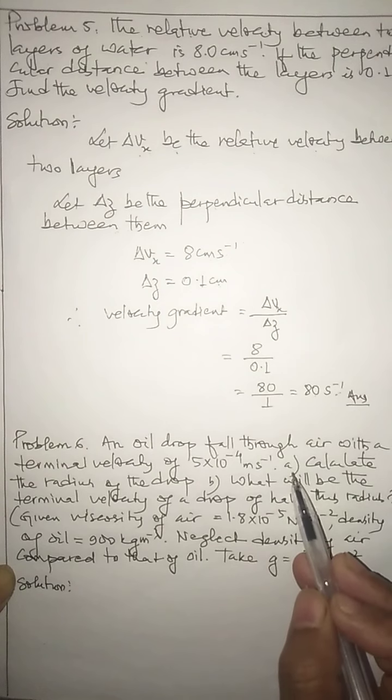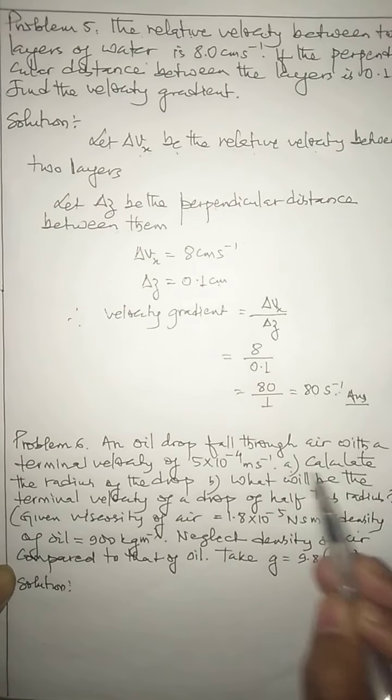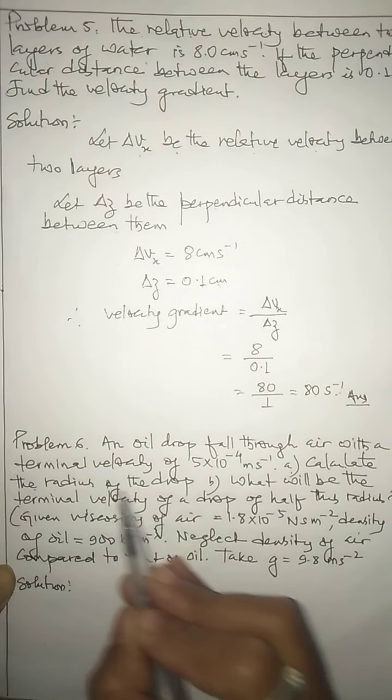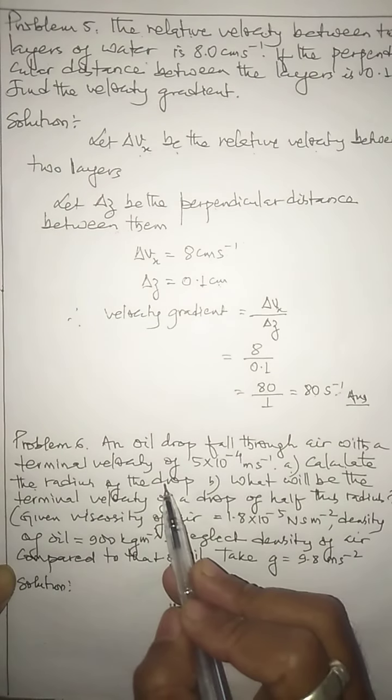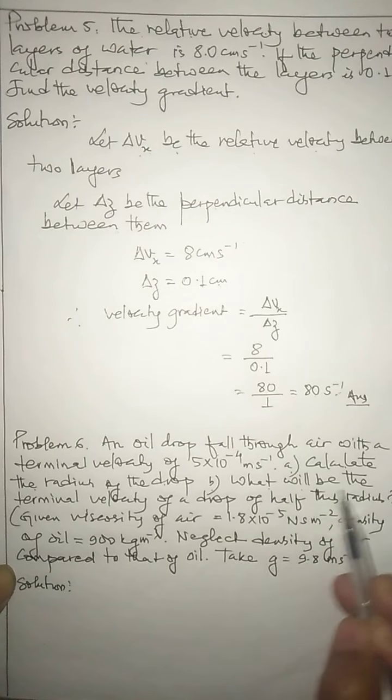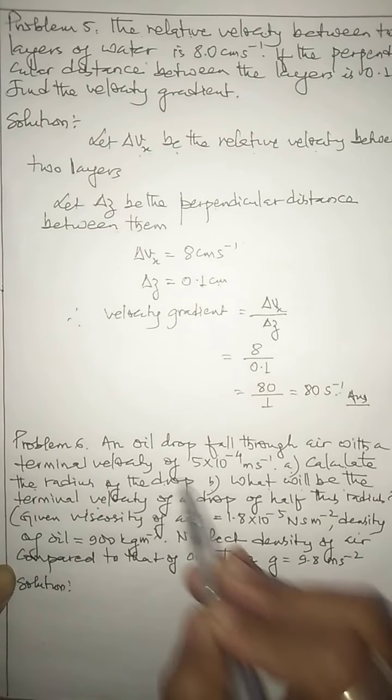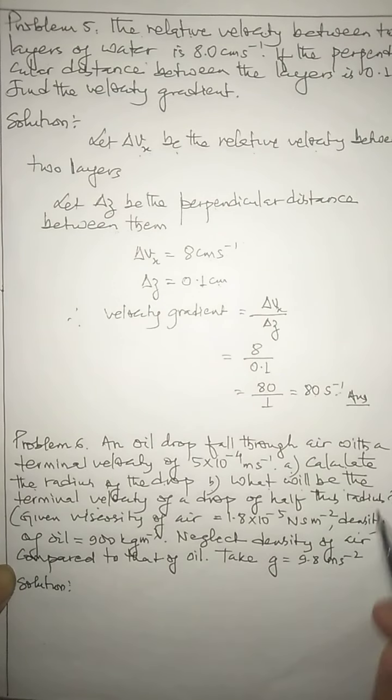The first part of the question says to calculate the radius of the drop. The second part asks: what will be the terminal velocity of the same drop with half the radius? That means the drop is the same oil drop, but the radius is half. Definitely, when the radius changes, the terminal velocity changes.